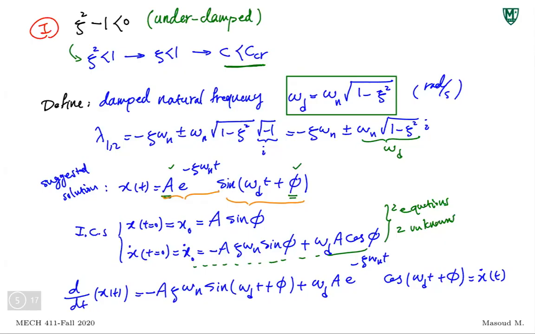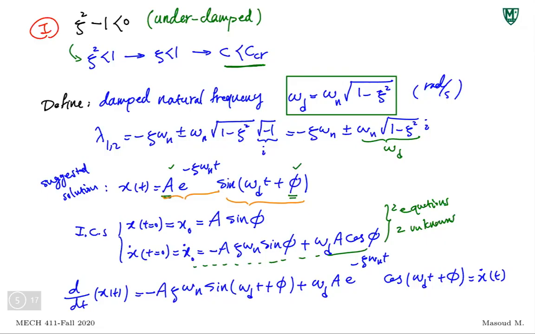So now we have a set of two roots that are complex conjugates, complex valued numbers. Because we always know that omega n times the square root of 1 minus zeta squared is positive, and we put the i out, as long as we are in this case, which is zeta squared is smaller than 1.